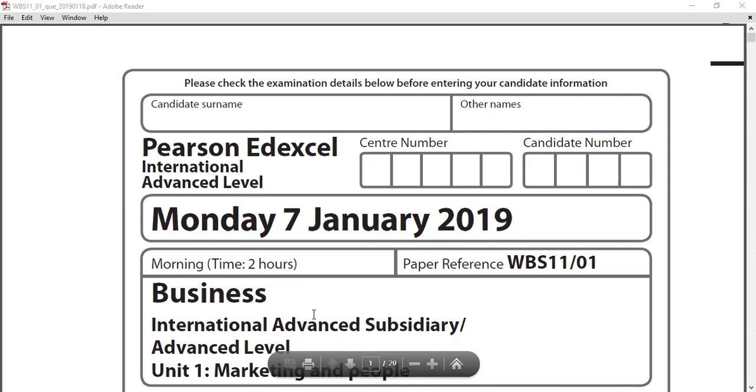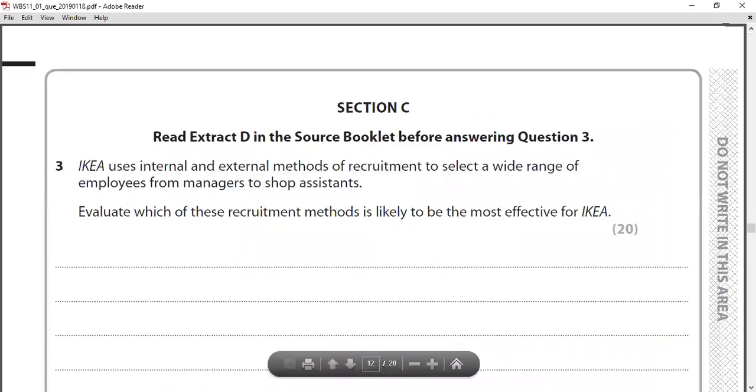So let's go to that question. Normally, when you're going to do the 20 mark question, first of all, read the question and then read the case study. It's very important because only then can you get some idea. Your focus will be on which question they are asking. The question is the 20 marker question, section C.